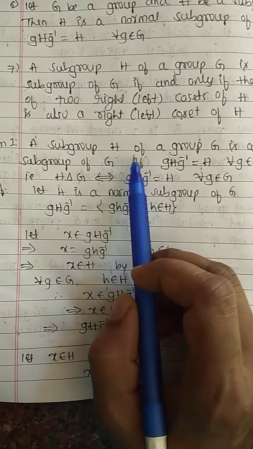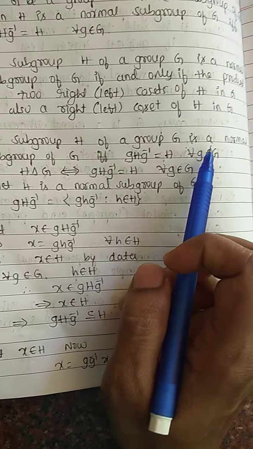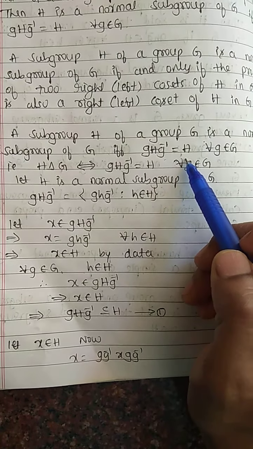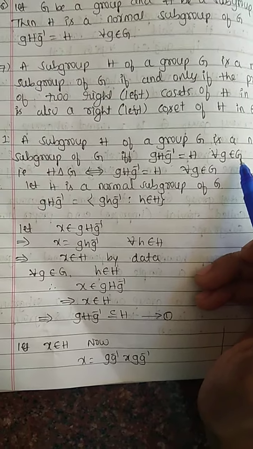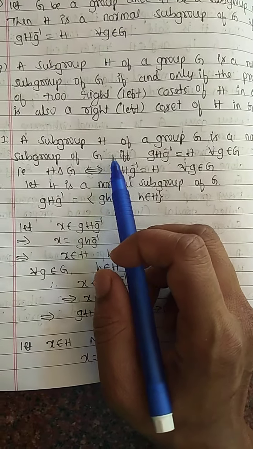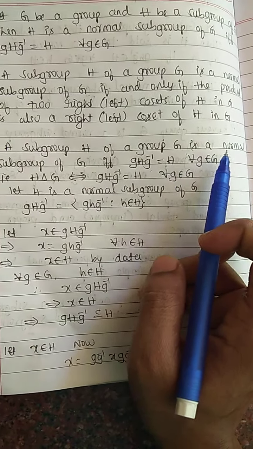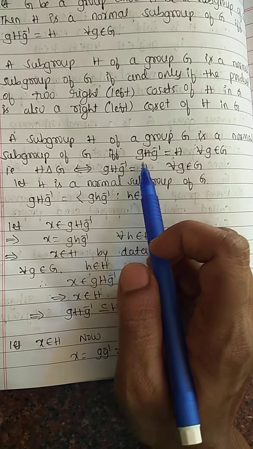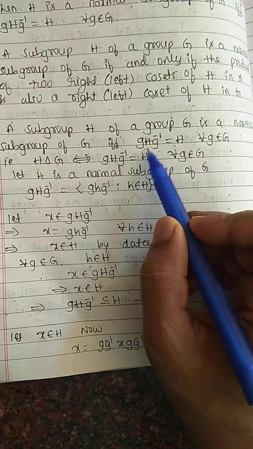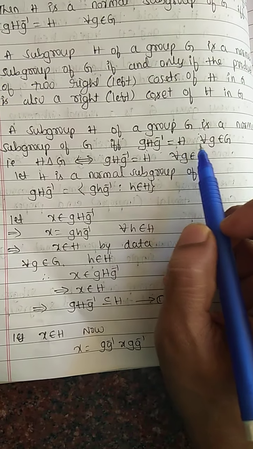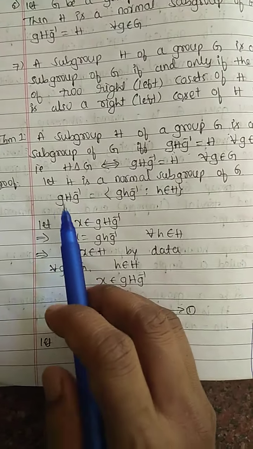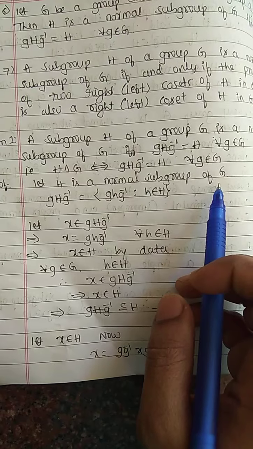Theorem 1. A subgroup H of a group G is a normal subgroup of G if and only if g H g inverse equals H for every g belongs to G. This theorem has two parts. In the first part, we take H a normal subgroup of G and show that g H g inverse equals H. In the converse part, we take g H g inverse equals H and prove that H is a normal subgroup of G. First part, let H be a normal subgroup of G.